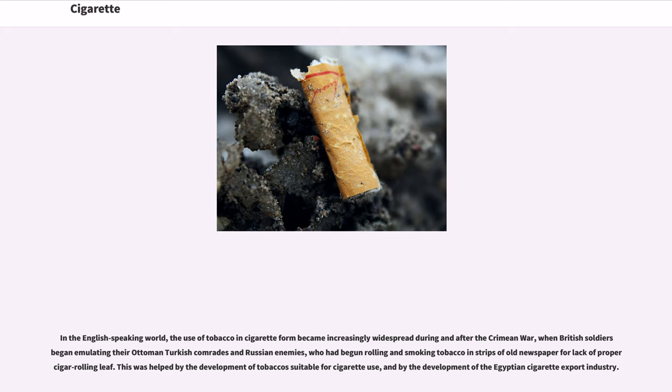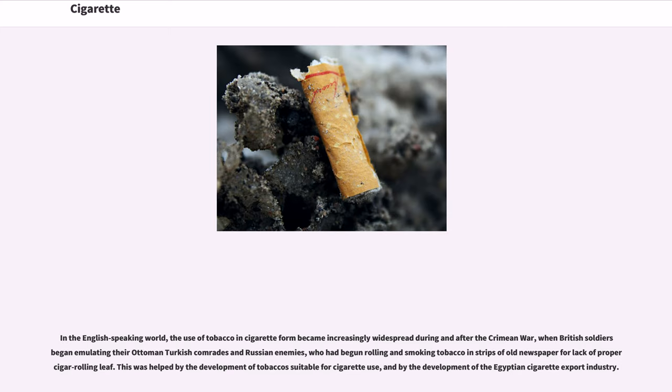In the English-speaking world, the use of tobacco in cigarette form became increasingly widespread during and after the Crimean War, when British soldiers began emulating their Ottoman Turkish comrades and Russian enemies, who had begun rolling and smoking tobacco in strips of old newspaper for lack of proper cigar rolling leaf. This was helped by the development of tobaccos suitable for cigarette use, and by the development of the Egyptian cigarette export industry.